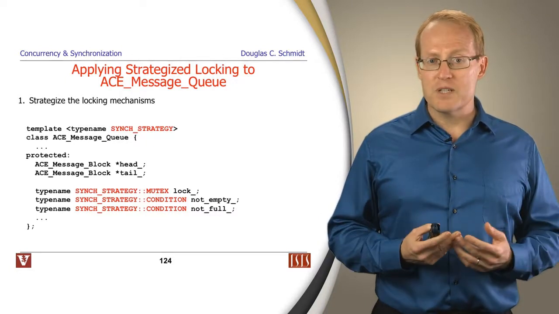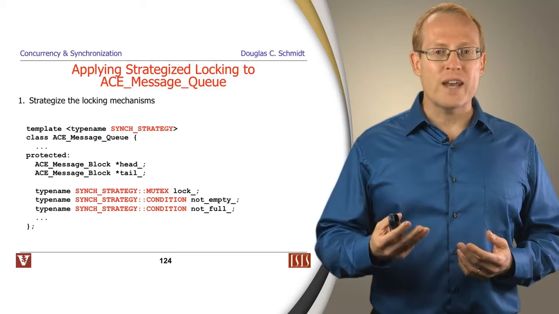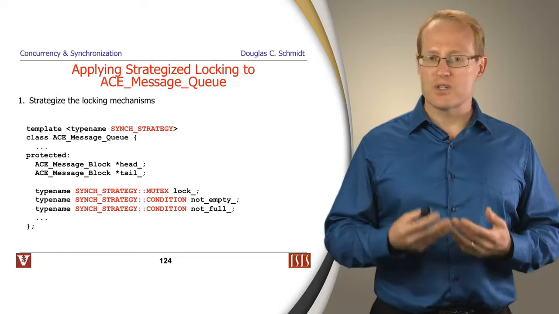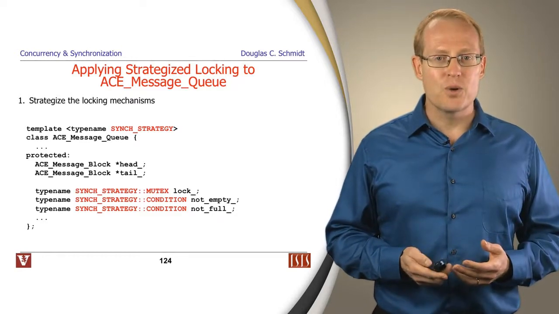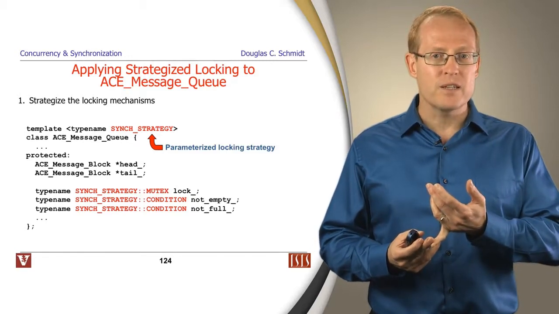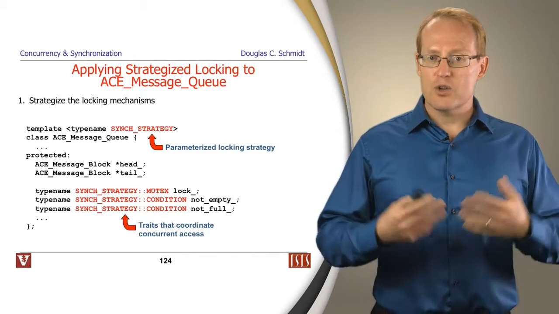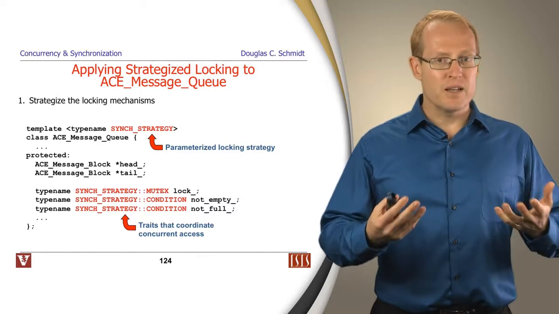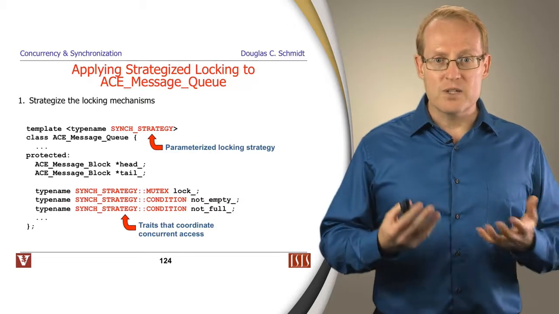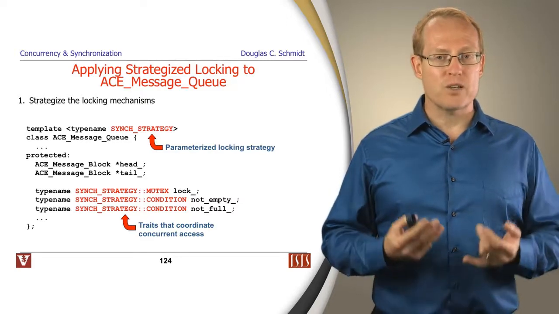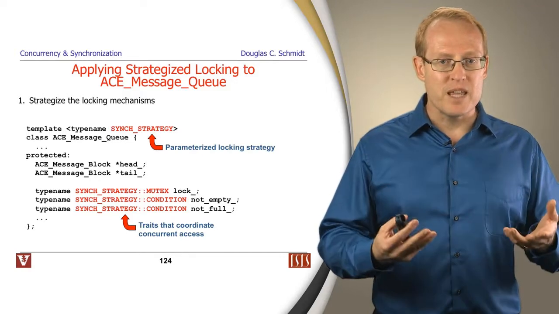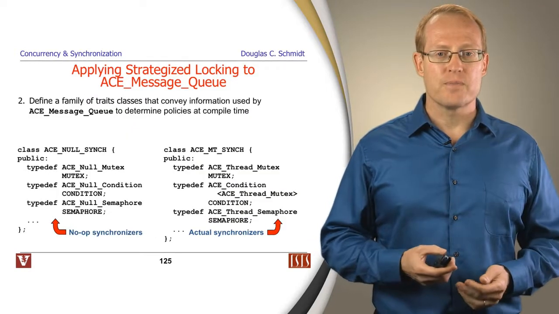Here's a way to apply this particular pattern to ACE message queue. We follow a couple of steps here. The first step is to strategize the locking mechanisms. If you take a look at this particular class, which is a snippet from the ACE message queue class, what it does is it makes the synchronization strategy a template, and then we can use various traits from the template parameter that's passed in order to get the appropriate kind of synchronization strategy that we want with respect to mutual exclusion, as well as various condition operations for the not empty and not full conditions.